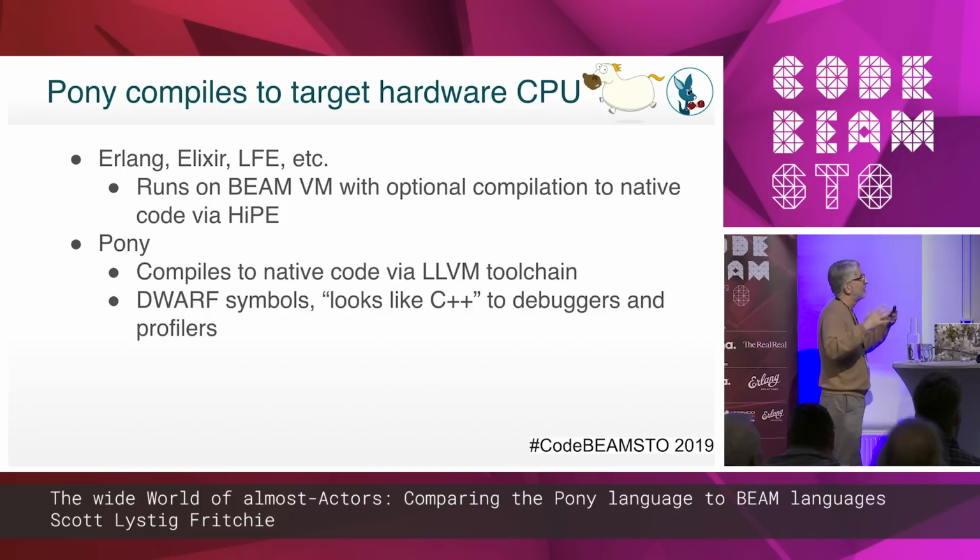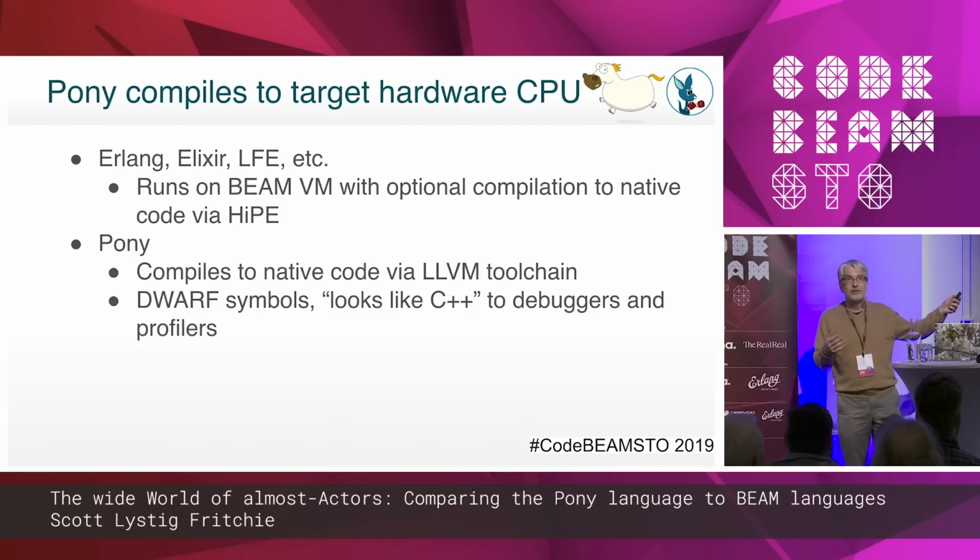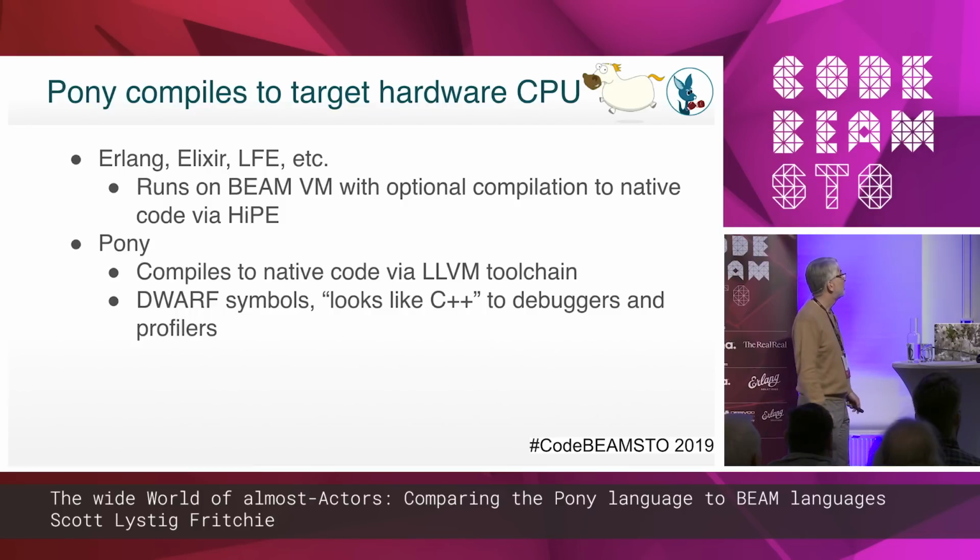The Beam, as we all know, compiles down to Beam bytecode, and you have the option of using HiPE, and soon we'll have the option of using a JIT to get down to native CPU instructions. In the Pony world, we use the LLVM toolchain to compile down to bare metal, air quotes. The executable also has DWARF symbols included. So if you fire up a profiler or debugger that you can use from the GNU project, LLVM, or the Intel-based toolchain, it all looks like weird C++ to the debuggers, but it all works for debugging, inspecting, stopping and starting.